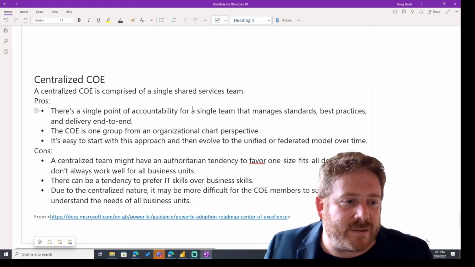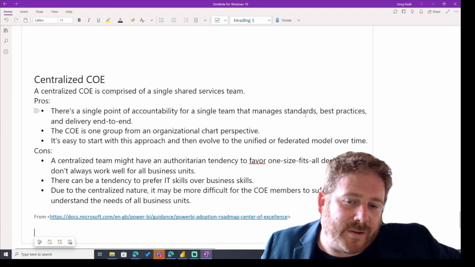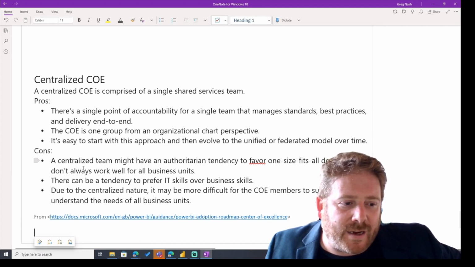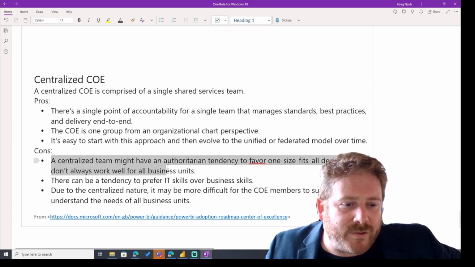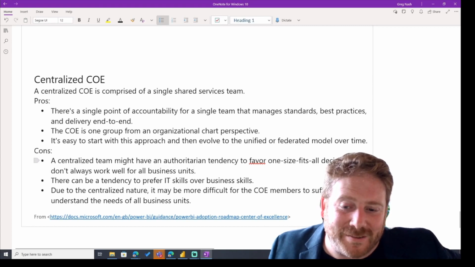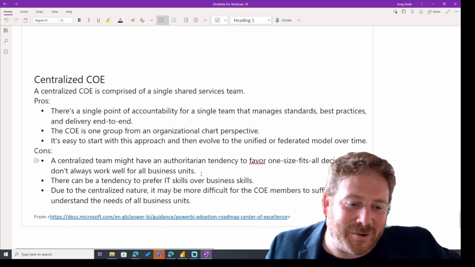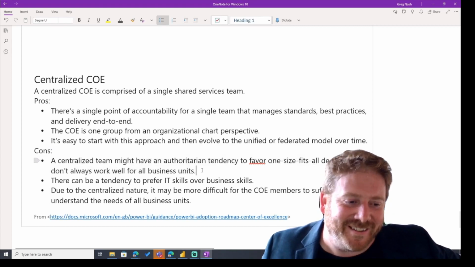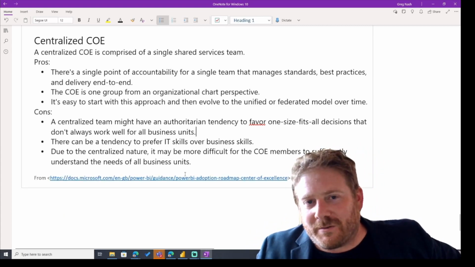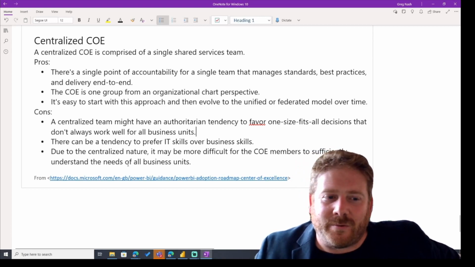Good things about this: there's a single point of accountability for the single team, and they are responsible for managing. There's one group, it's easy to start, you can go straight away. A centralized team might have an authoritarian tendency to favor a one-size-fits-all decision that doesn't always work well for all business units. That's really interesting. They know their way because they're all used to doing it a particular way, but it doesn't necessarily work for all the business units.